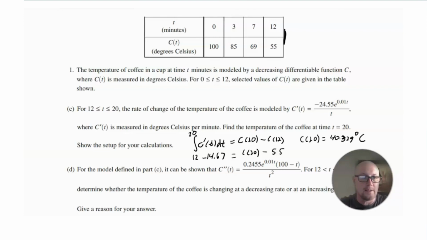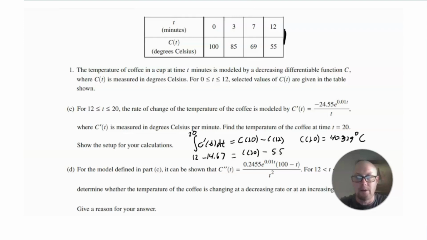All right, for part D, for the model defined in part C, it can be shown that c double prime of t is equal to, and they give us a formula here, for t greater than 12, less than 20. Determine whether the temperature of the coffee is changing at a decreasing rate or at an increasing rate. Give a reason for your answer.